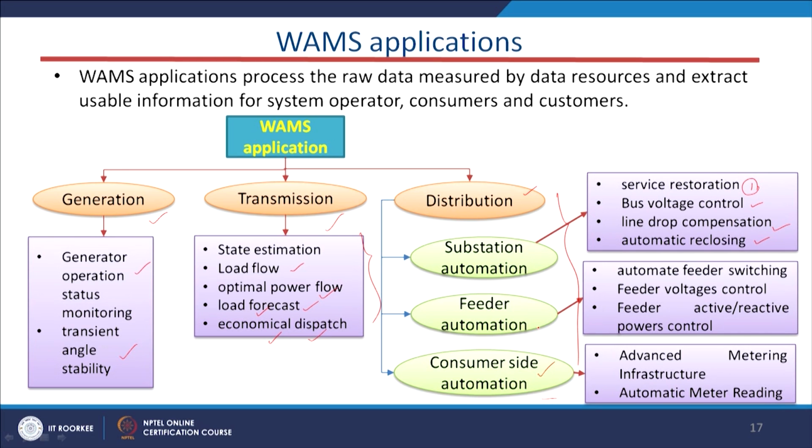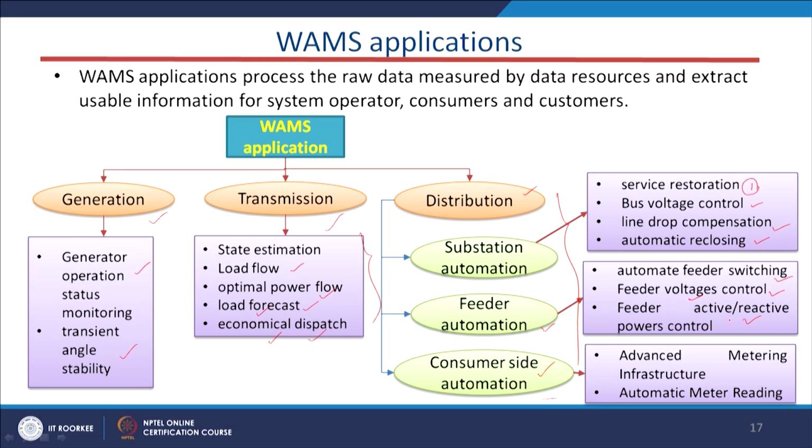And coming to the feeder automation part, we can do automatic feeder switching, feeder voltage control, and also active and reactive power control. This active and reactive power control is very important as far as feeder automation is concerned, where the load changes from time to time. The load is not static in nature, it is dynamic in nature. So obviously the active and reactive power are going to change. That is why voltage control and active and reactive power control are important in feeder automation.